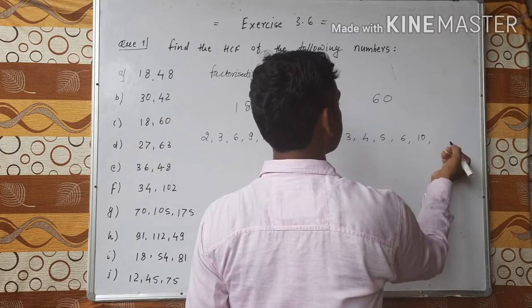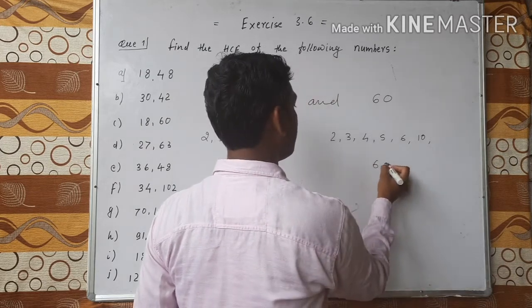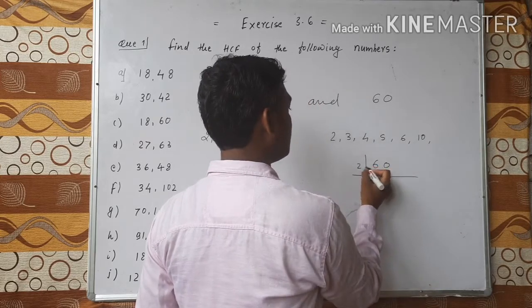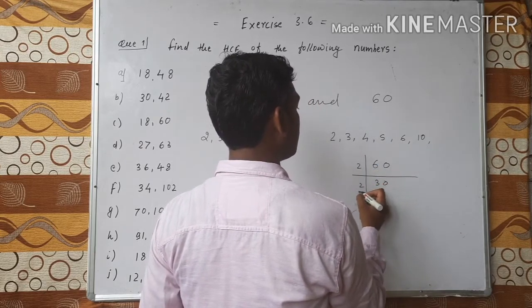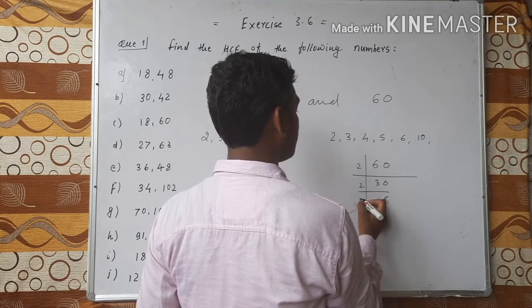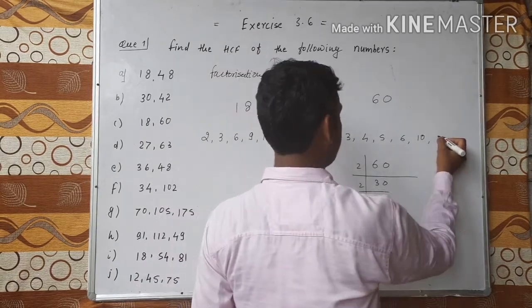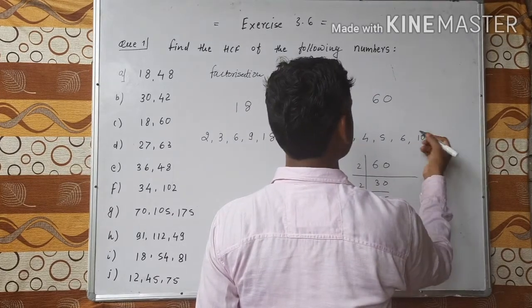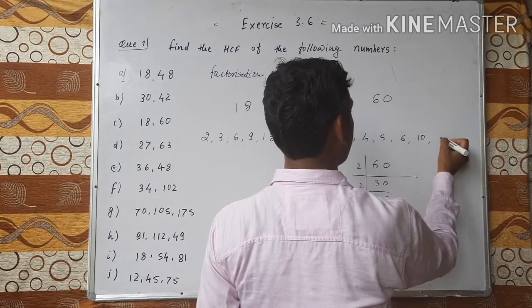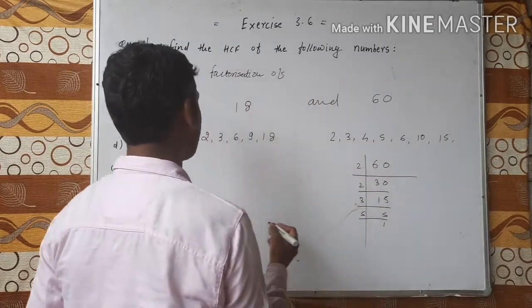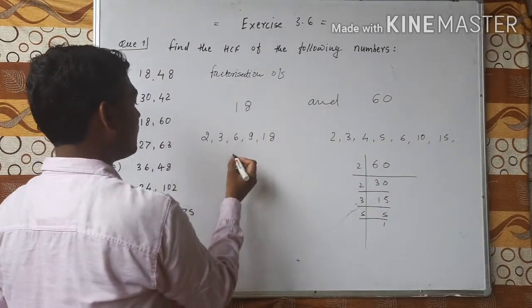Then similarly, finally we can calculate their prime factors by our division method. 2 3 times, 2 15 times, then 3 5 times, then 5 1 times. So we can write here that is also divisible by 15, and so what is the common factors or multiples of 18?